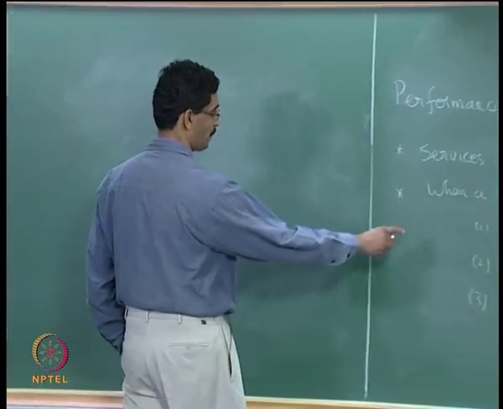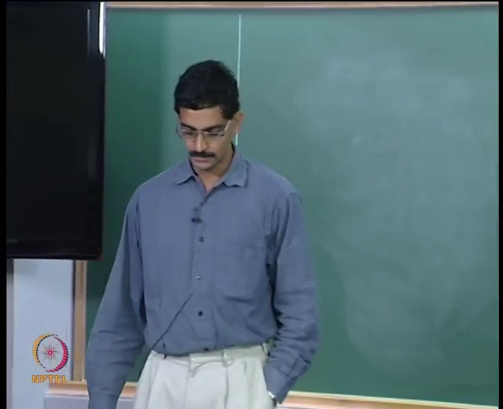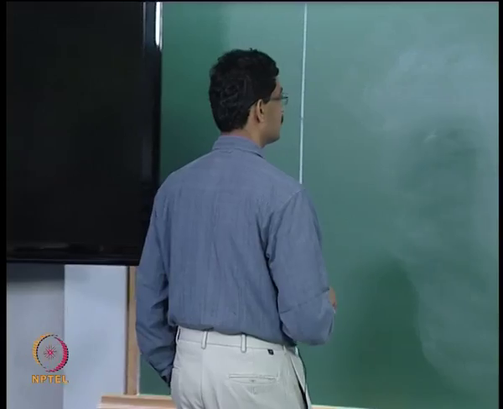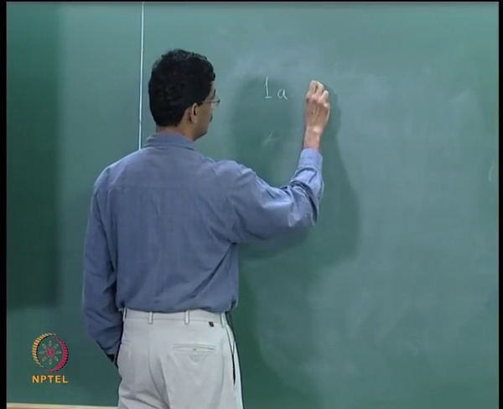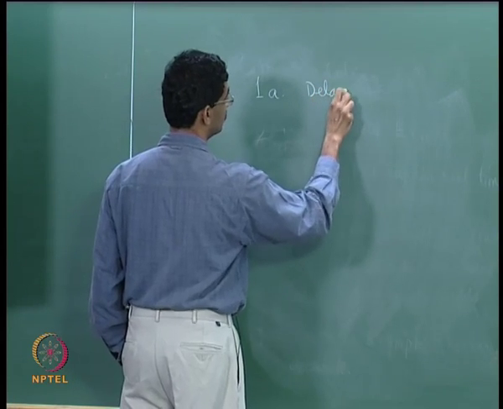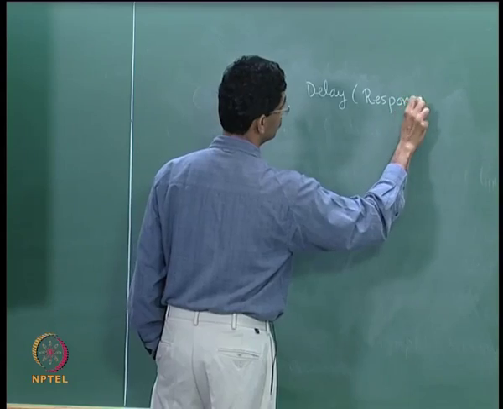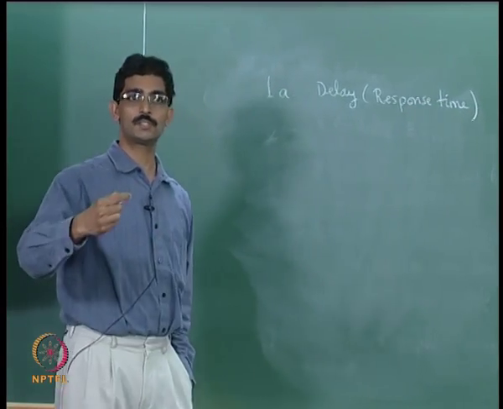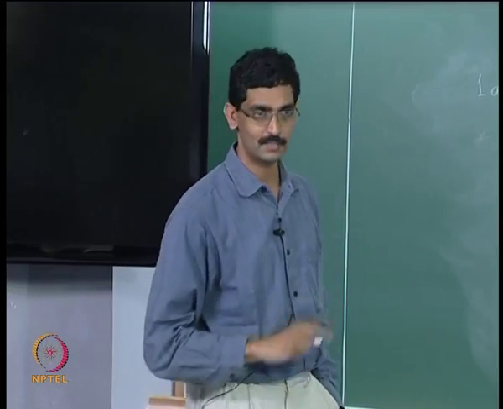So if a packet is indeed delivered correctly, then we look at three metrics. I would say 1A is delay or response time. So I made a request, what is the response time of the system, when did this request get satisfied? So that is your first metric.